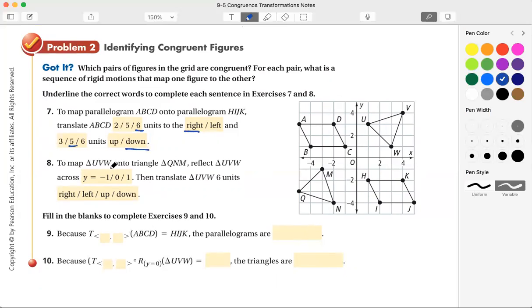To map triangle UVW onto triangle QNW, we reflect it across the line y equals 0, and then translate this triangle 6 units left. Because of the translation T of (6, negative 5), the parallelograms are congruent. Because of the translation T of (negative 6, 0) and the reflection across y equals 0, these two triangles are congruent.